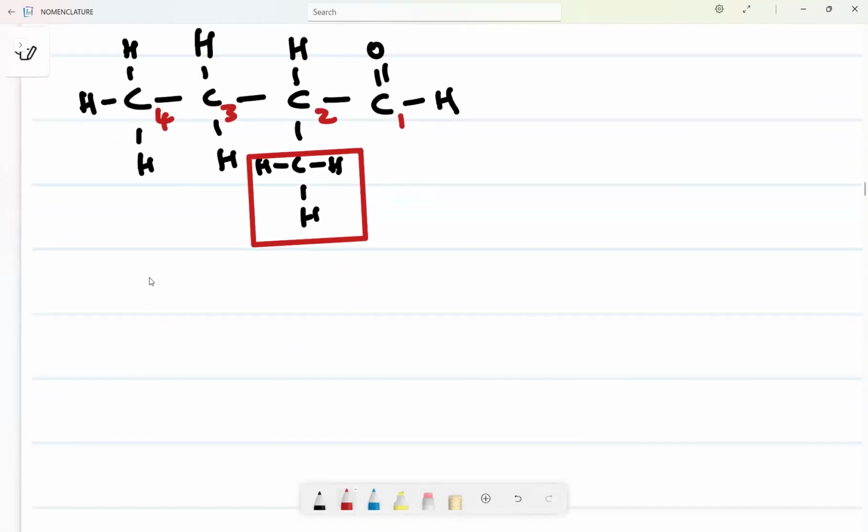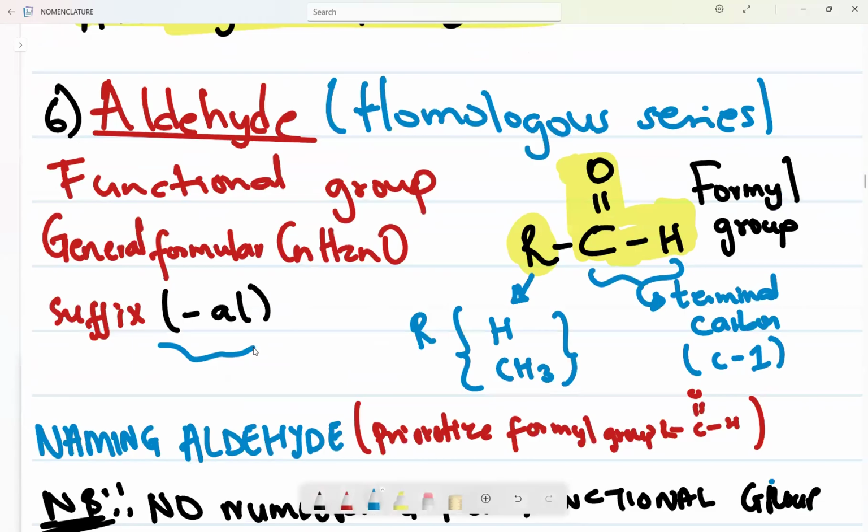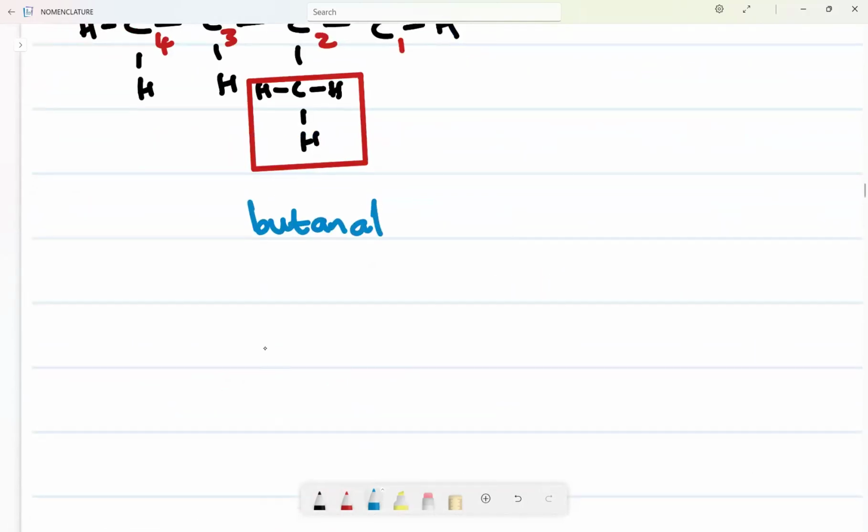So now, how do I start naming? I name the longest chain. It is 4. It is butan. But what is the ending? The ending for aldehyde is al. So this one is going to be butanal. Don't say butan-1-al. It is wrong. Why? Because for aldehyde, the functional group, al, will always be on carbon number 1, so we don't need to indicate that.